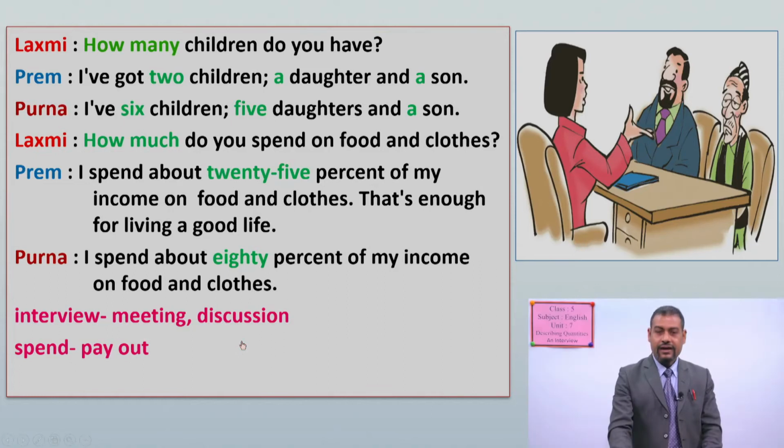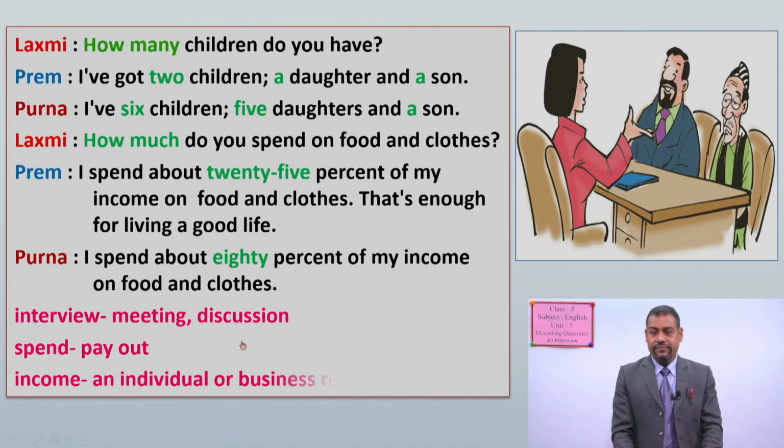Very good. Now another meaning you have to tell me is income. See, Prem says I spend about 25% of my income, okay? Likewise, Purna also says I spend about 80% of my income. So what do you mean by income? Yes, it means what an individual or business receives.